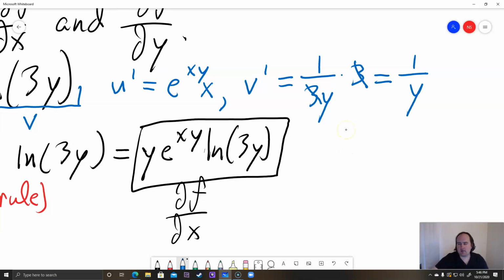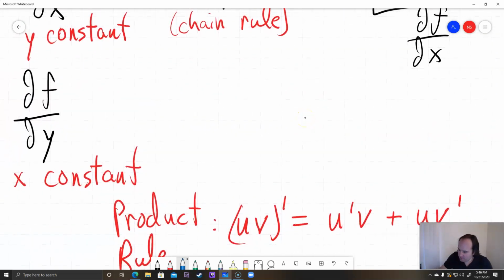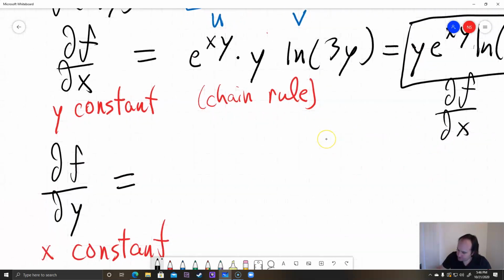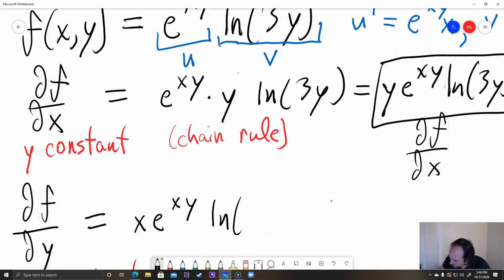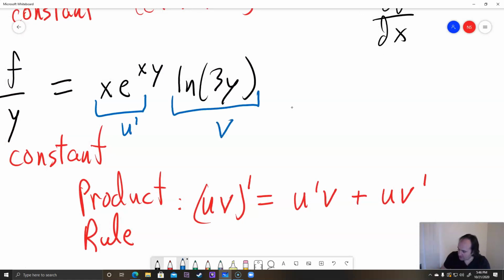Okay? So it's a bit of work, but we got our v prime. So now we're ready to plug everything into the product rule. For the product rule, partial f partial y is going to equal u prime v plus u v prime. So u prime is going to be x e to the xy, times v, which is ln of 3y. So there's our u prime v.